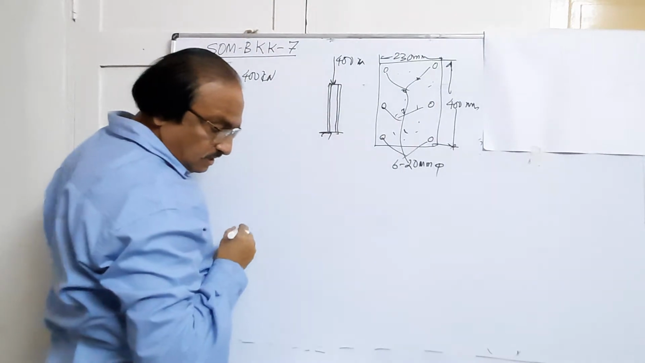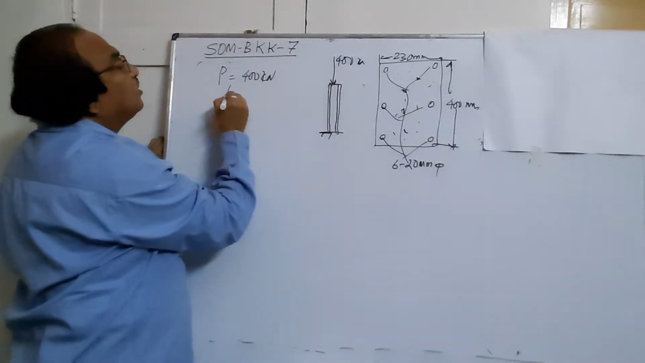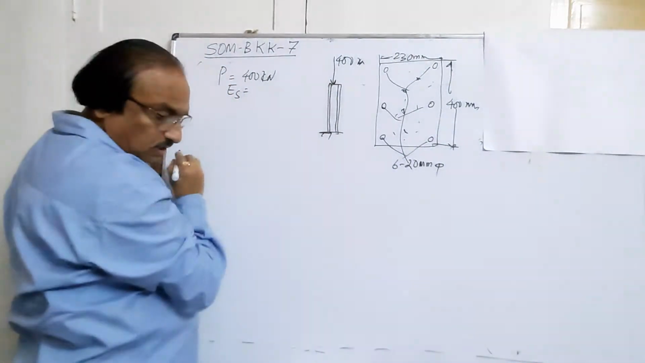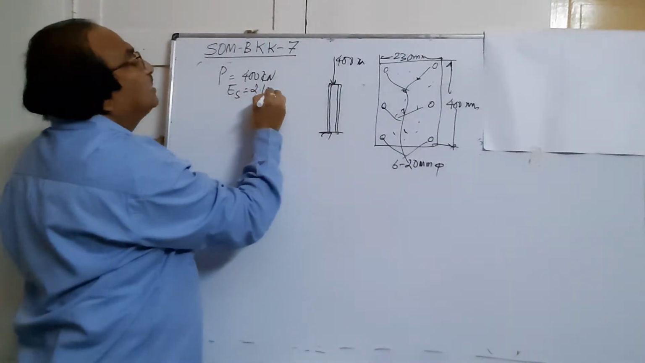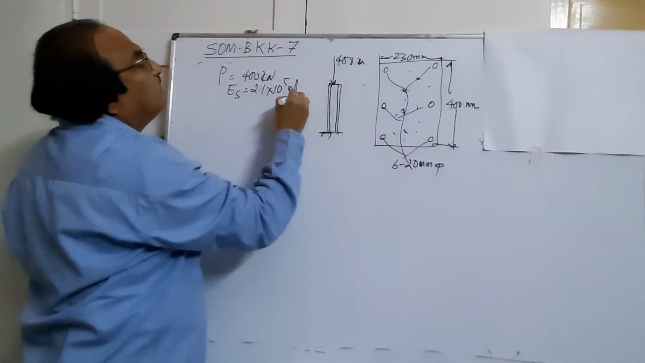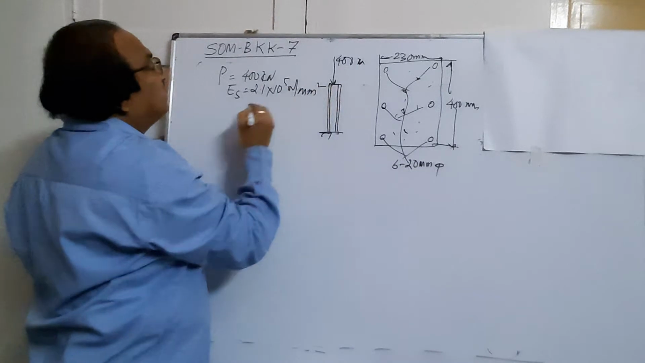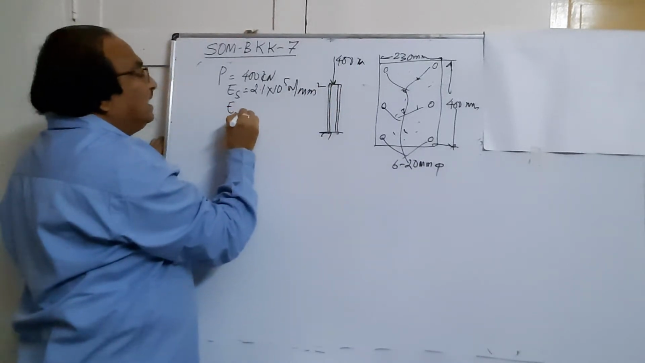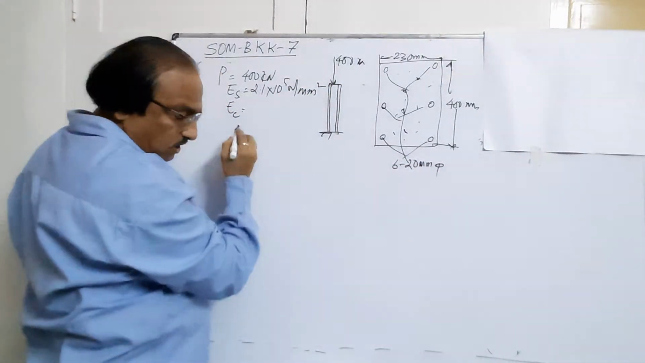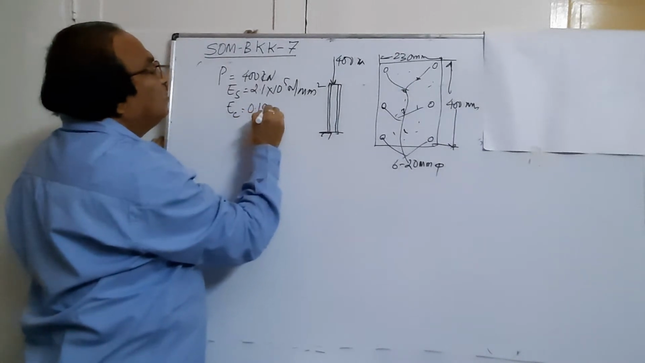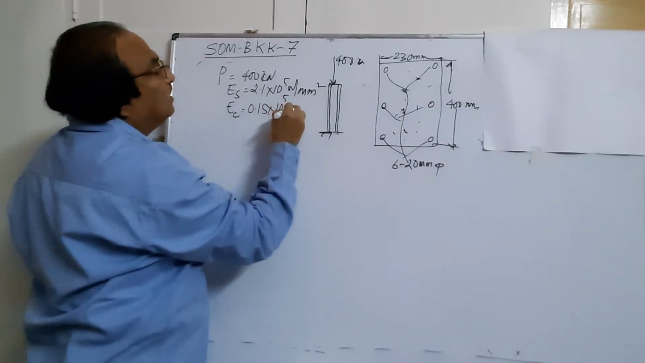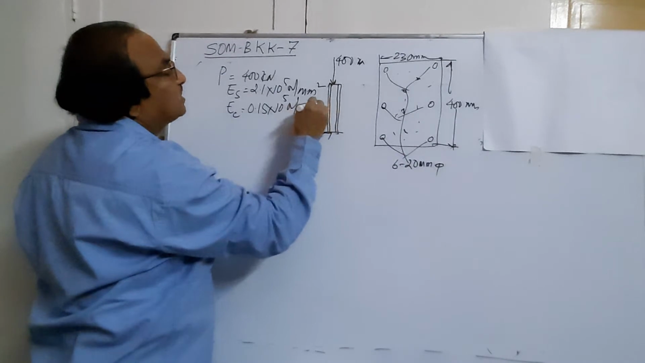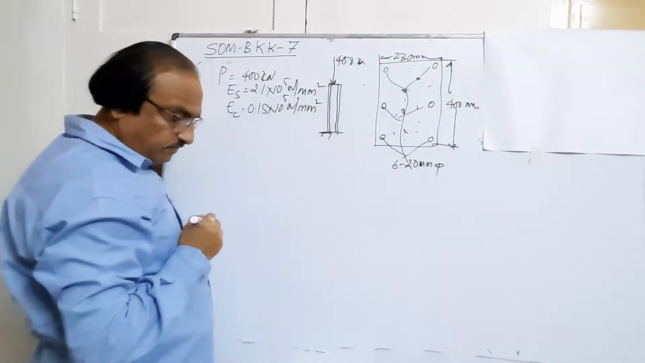He has given the Young's modulus of steel. This is 2.1 into 10 to the power 5 Newton per mm square. He has also given the Young's modulus of concrete as 0.15 into 10 to the power 5 Newton per mm square. Young's modulus of steel is more than the Young's modulus of concrete.